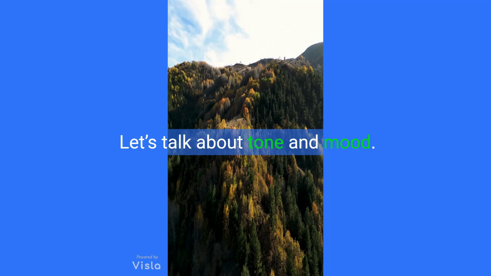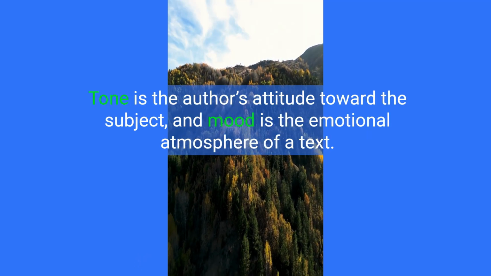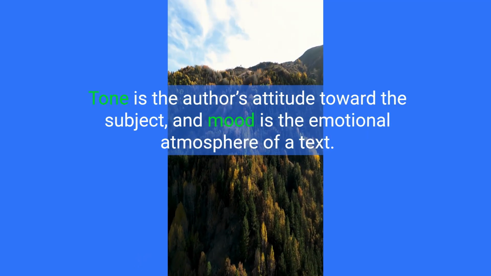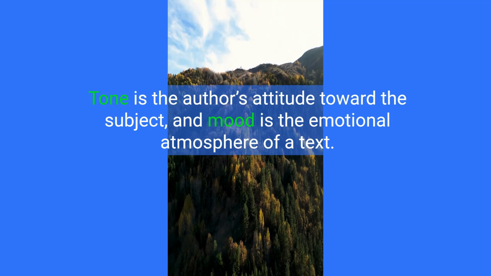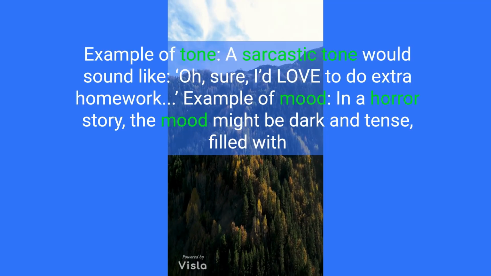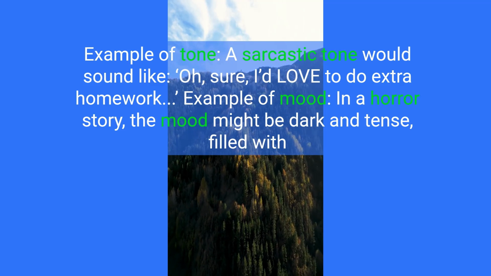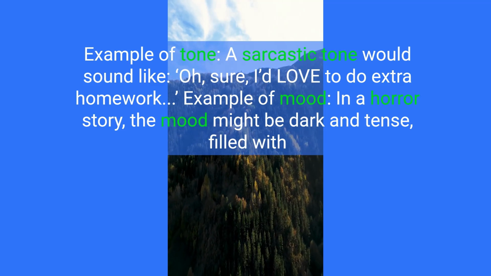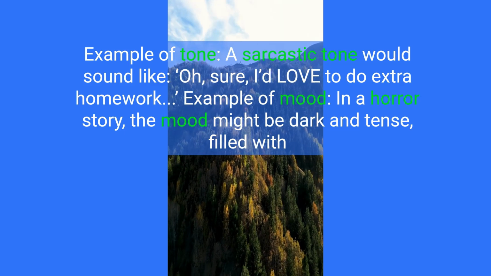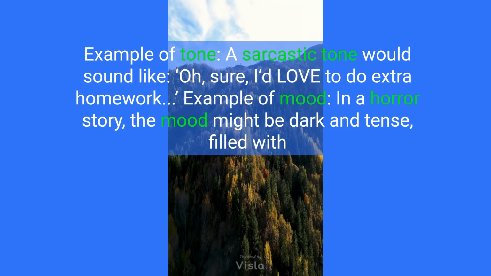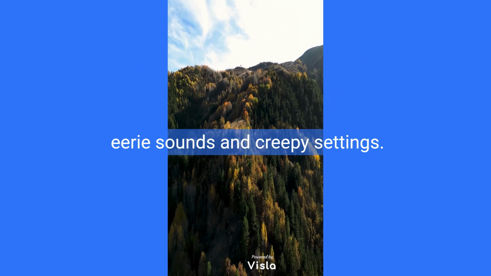Let's talk about tone and mood. Tone is the author's attitude toward the subject, and mood is the emotional atmosphere of a text. Example of tone. A sarcastic tone would sound like, "Oh, sure, I'd love to do extra homework." Example of mood. In a horror story, the mood might be dark and tense, filled with eerie sounds and creepy settings.